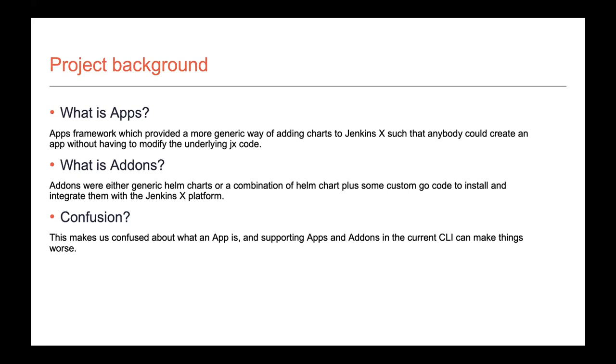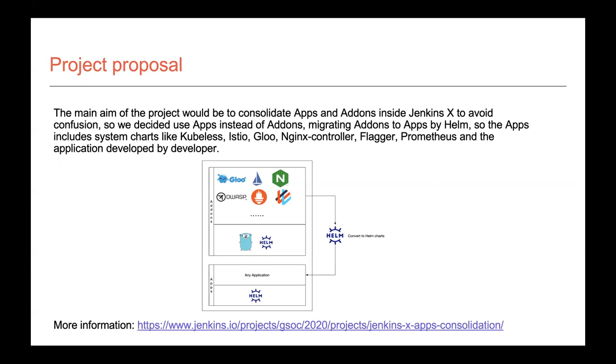So it makes us confused about what an app is, and supporting apps and addons in the command line interface can make a single word. So I made a proposal to avoid the confusion. We decided to use apps instead of addons. Migrate addons to apps by Helm. This is the image that displays the process. If you want more information, you can click the link.